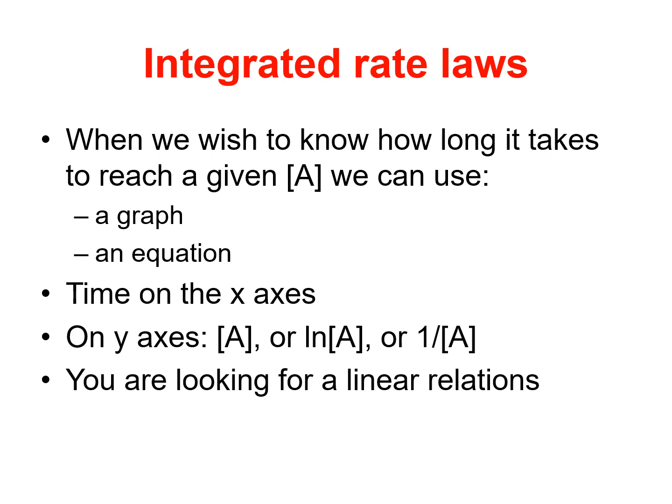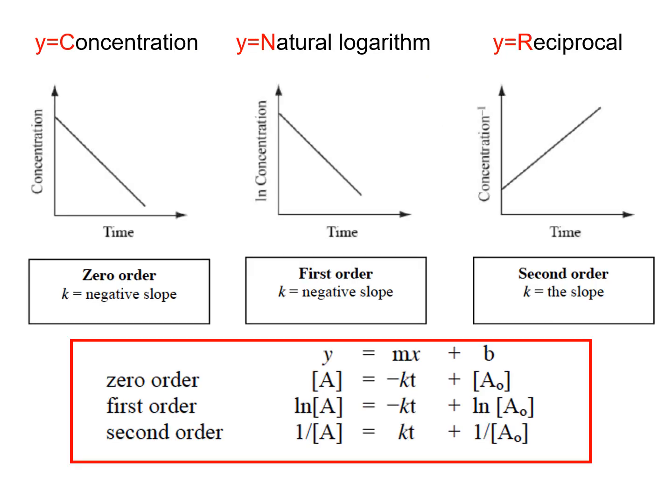If we have a zero order reaction, we plot the concentration and the graph is already linear. If we have a first order reaction, the graph is going to be a curve, so we need to plot the logarithm of the concentration. If the reaction is second order, we get a steeper curve, and in order to make it linear, we need to plot the reciprocal of the concentration. So these are the 3 graphs, right?